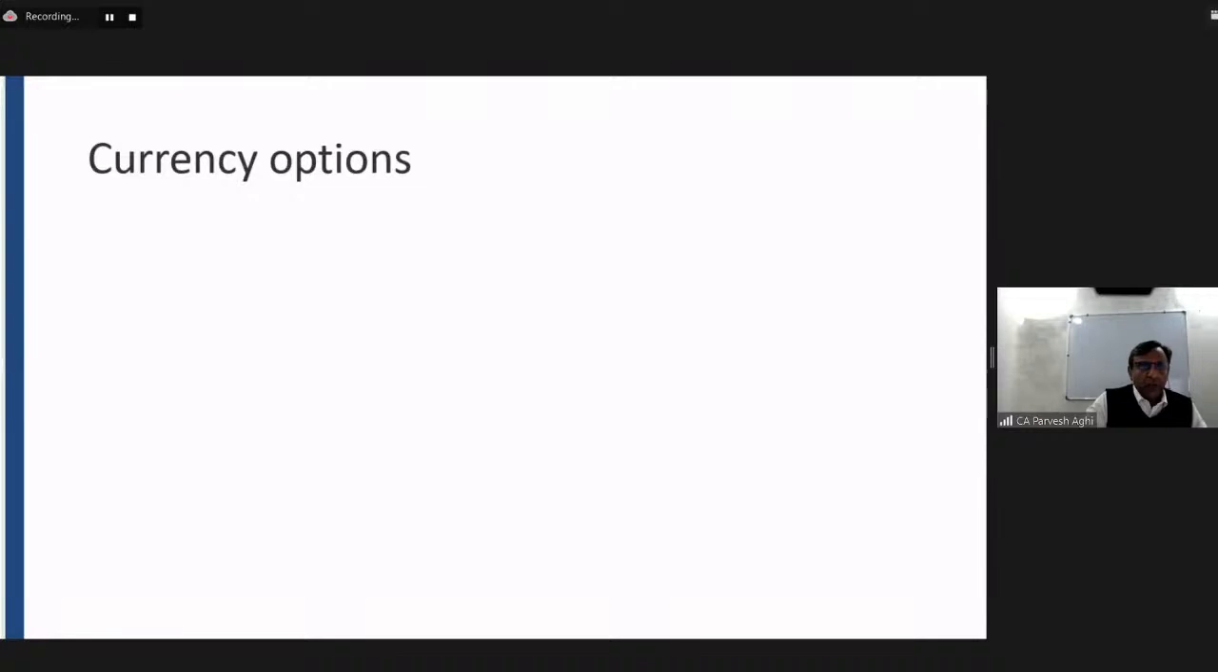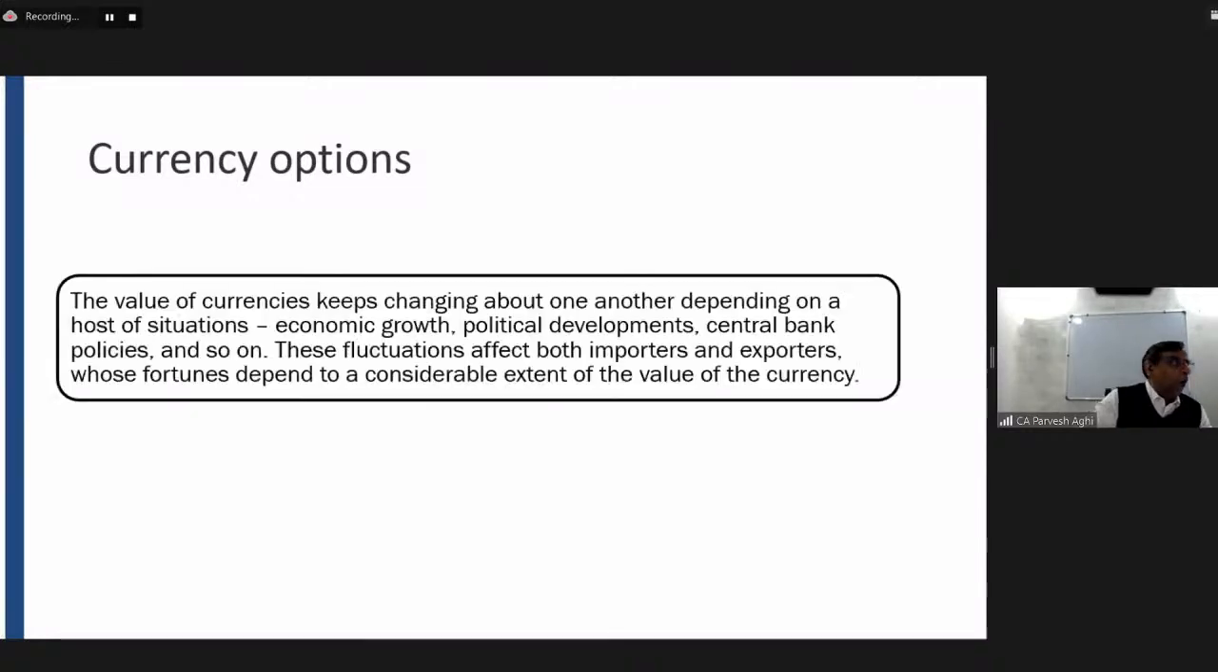Currency options. So let's begin. What are currency options? Let's understand: the values of currencies keep changing relative to one another. The currencies keep changing depending upon a host of situations. It can be economic growth, political developments, central bank policies, and so on.